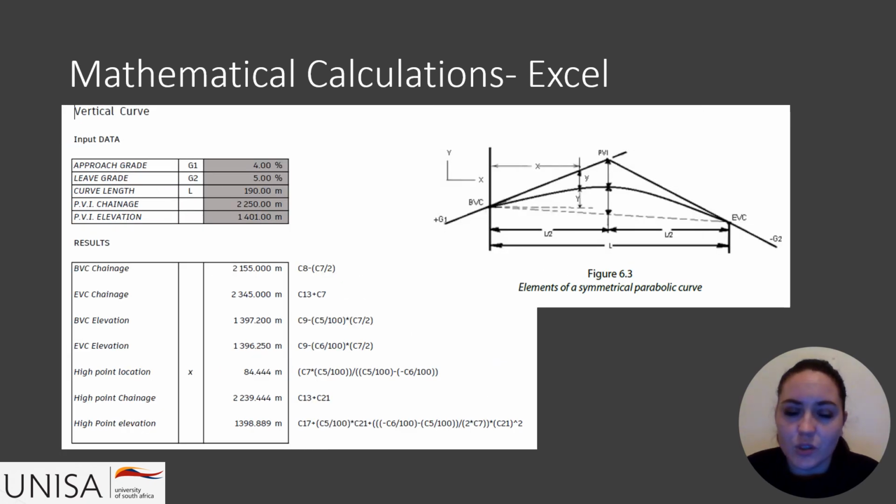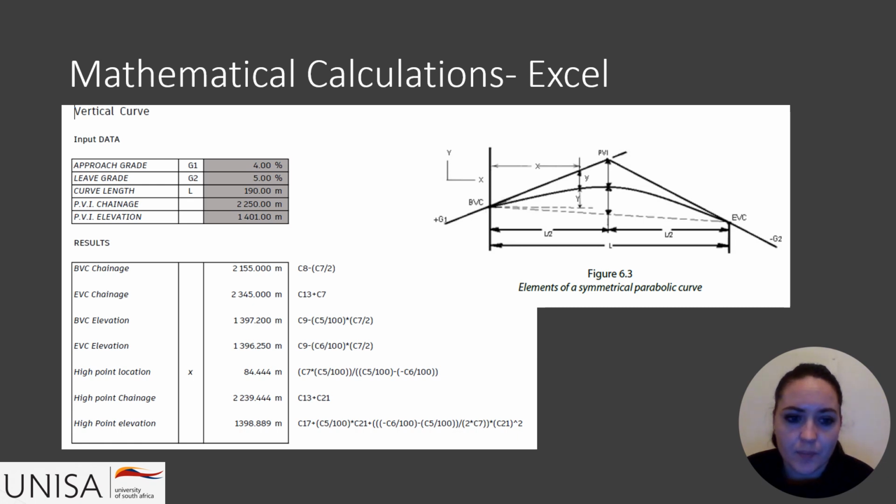Again, with the vertical curves, although the vertical curves work out, the gradients were just quite steep. So for designing purposes, I used an approaching gradient of 4% and a leaving gradient of 5%. The curve length was 190, the chainage was 2250, and the elevation was 1401. This then outputted the results as follows.